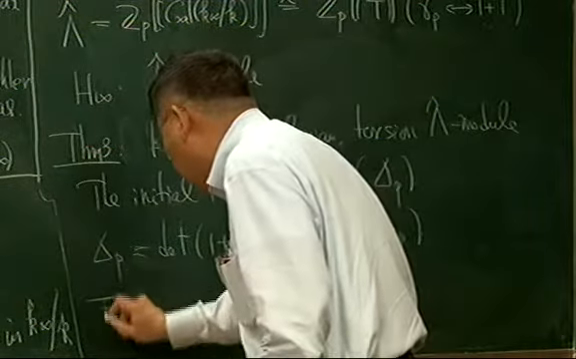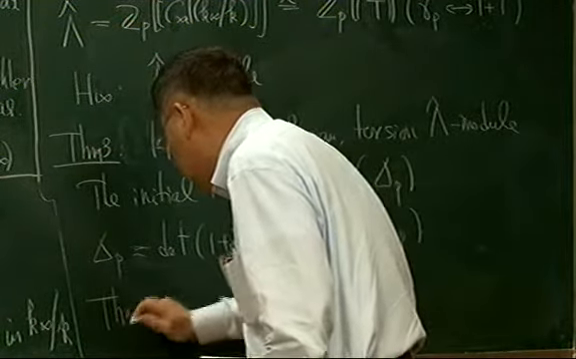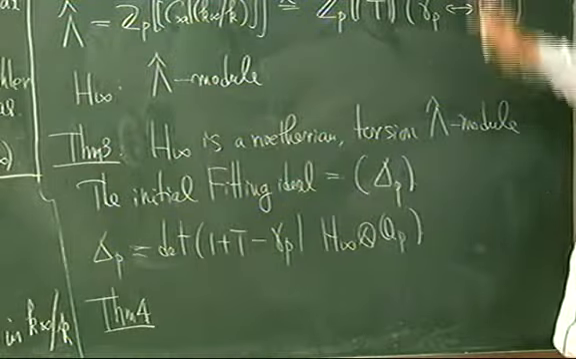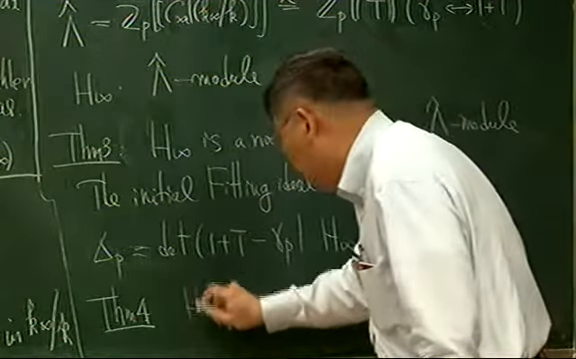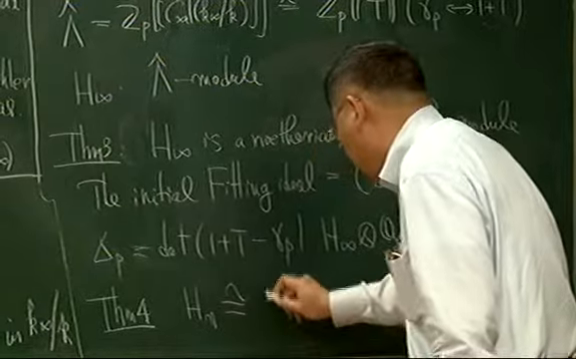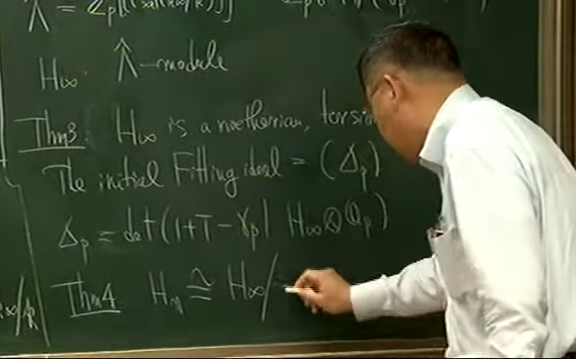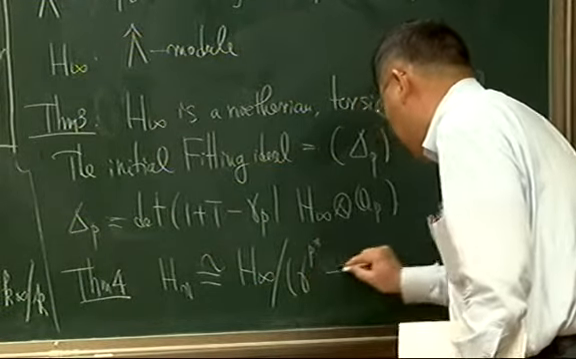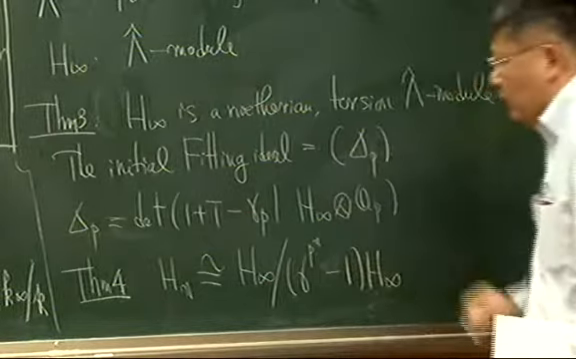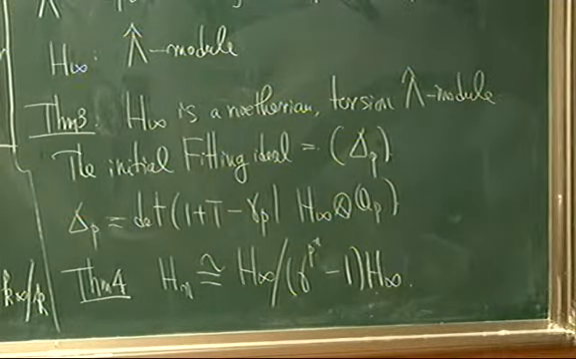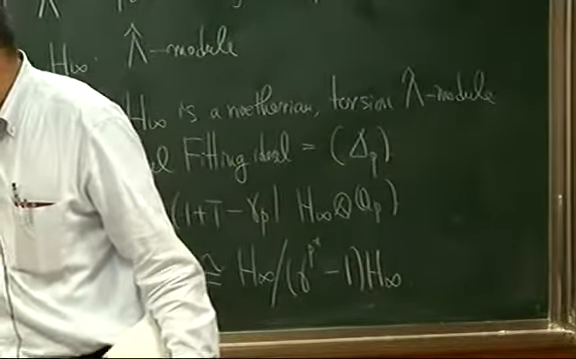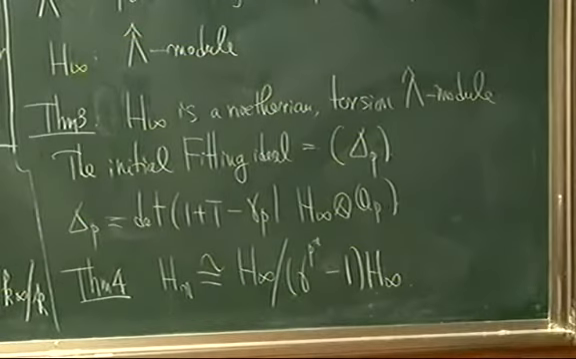Also, by our assumption, the intermediate p-ideal class group H_n is isomorphic to the Iwasawa module H infinity divided by gamma to the power p^n minus 1 times H infinity. This is also Iwasawa's theorem, and the proof is perfectly parallel. So this corresponds to Theorem 2.